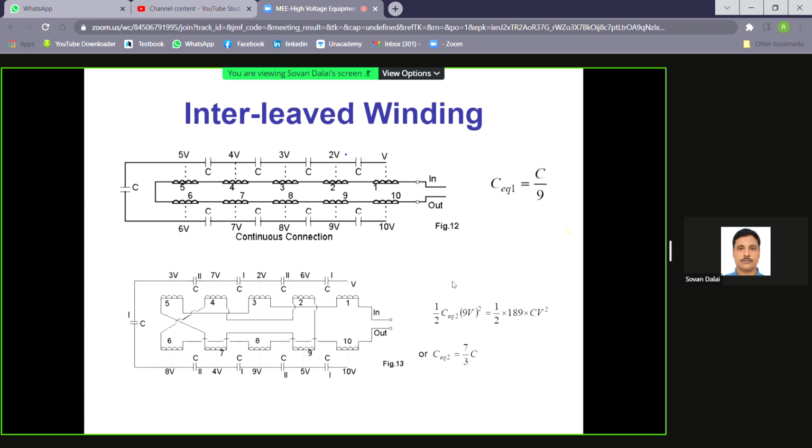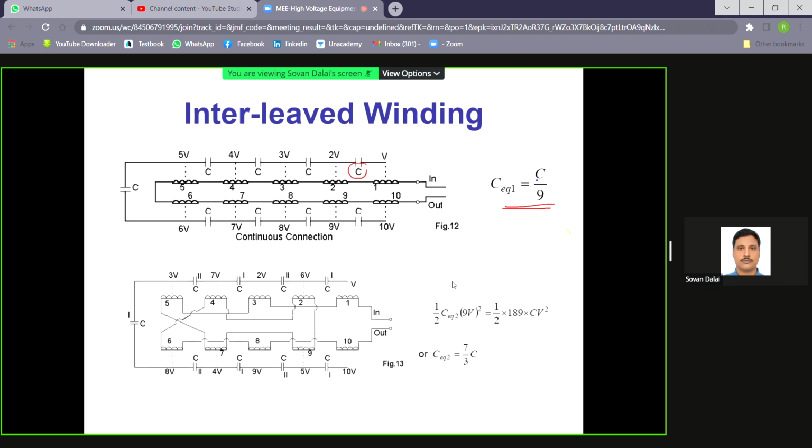This is V, this is twice V, 3V, 4V like that. In between two windings 1 and 2, one capacitance is formed that will be marked as C. In that way between 2 and 3 another capacitance is formed. All the capacitances withstand that V voltage. If you want to find the equivalent capacitance for this connection, it is very simple. All the capacitances are connected in series, so the equivalent capacitance is C by 9.